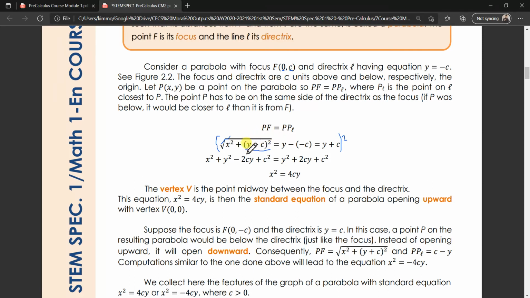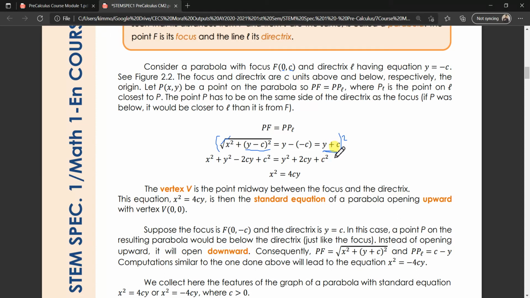To expand, you square the first term, so we have y squared. You multiply the first term and the second term, so y times negative c is negative cy. Then you multiply it by 2, a constant, so we have negative 2cy. Then lastly, square the last term, so negative c squared is equal to positive c squared. Then on the other side of the equation, y minus negative c is just equal to y plus c. So we squared the right side of this equation.